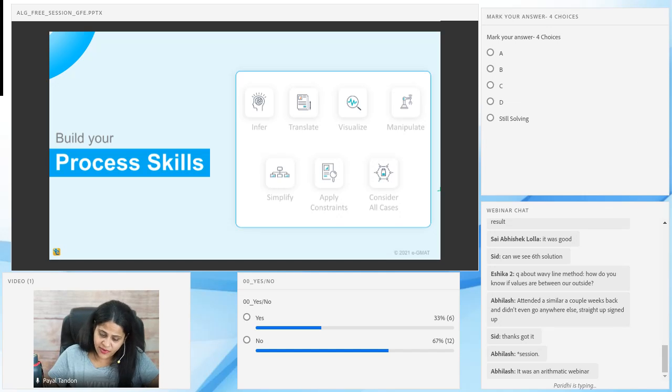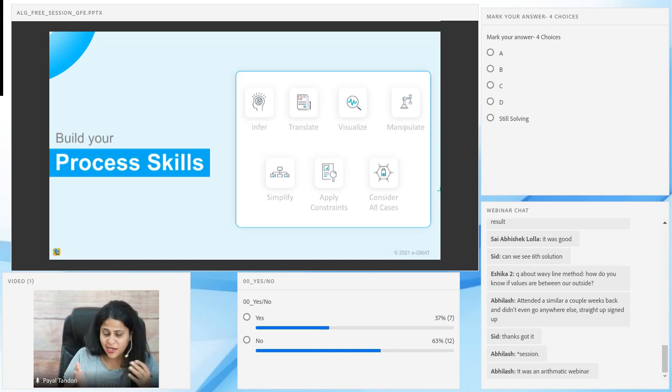Okay, so now the difficulty level is going to increase a bit. We have all now folks who got the feedback that they need to build their conceptual ability. You may not be able to solve these questions, and that's absolutely fine. I still want you to continue in this session. Try as much as you can.